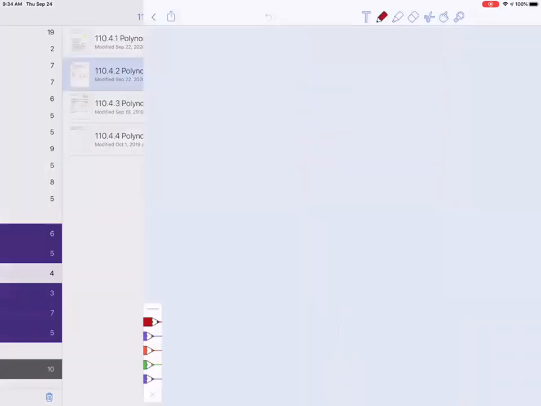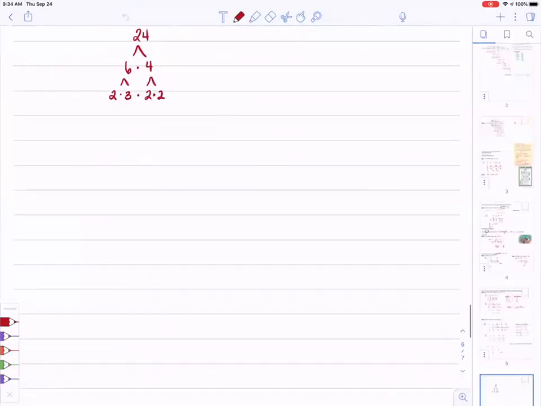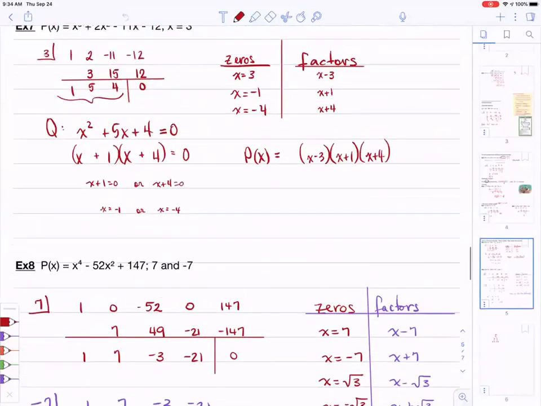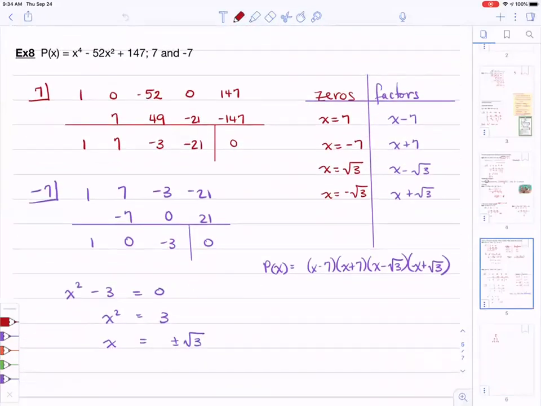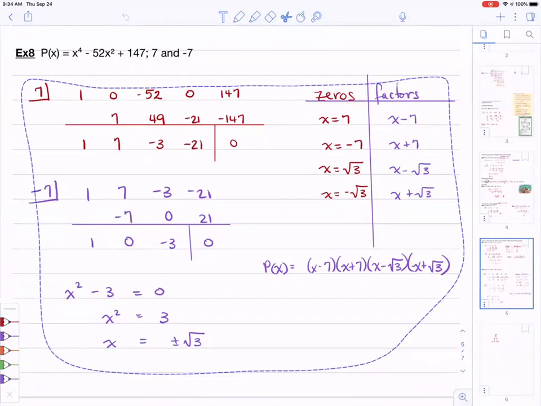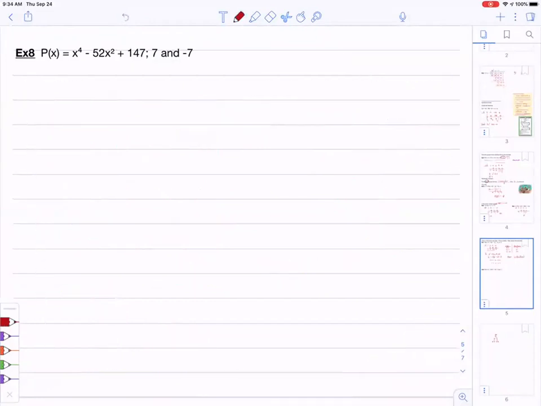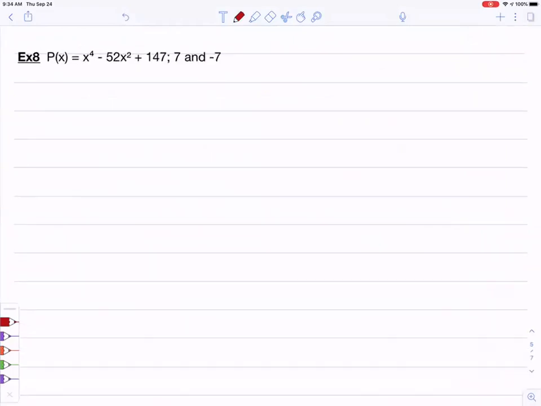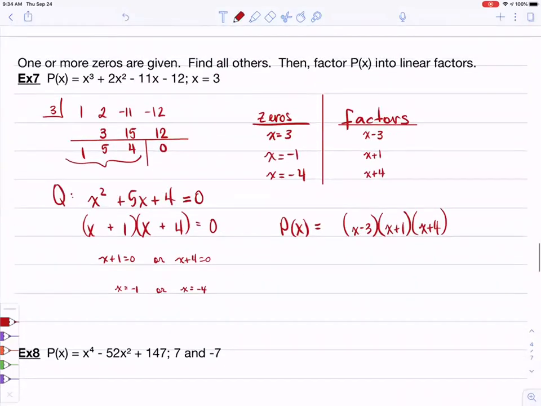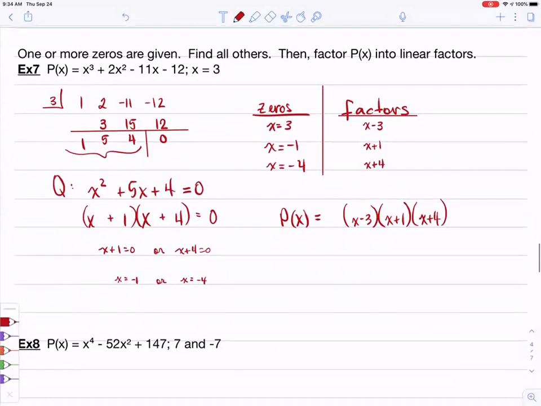All right, so we've got one problem to finish, you say, and that's going to be question number 8, right? All right. So let's go back and reread the directions so that we can remember what we're doing here.